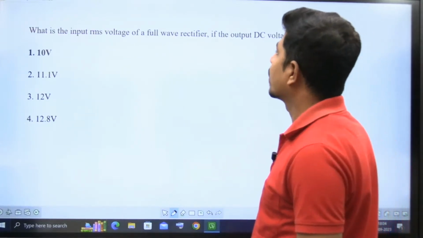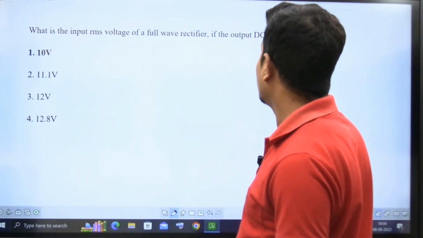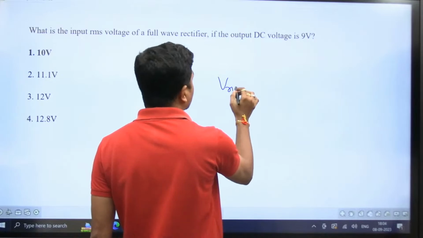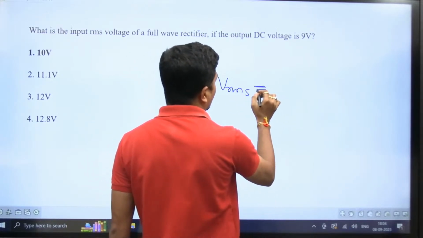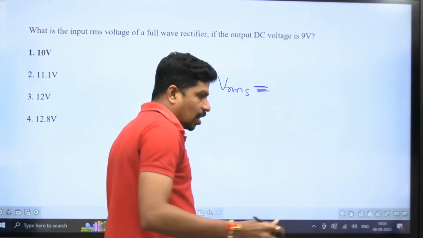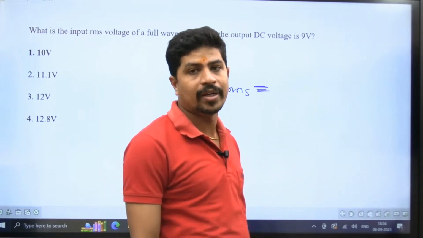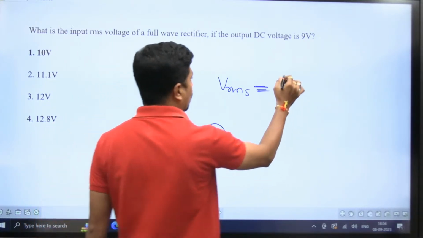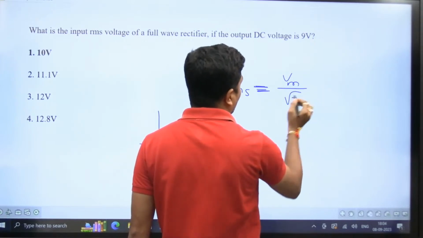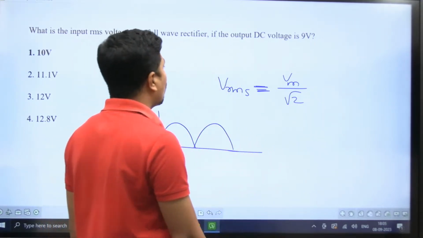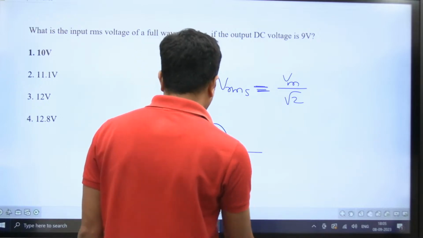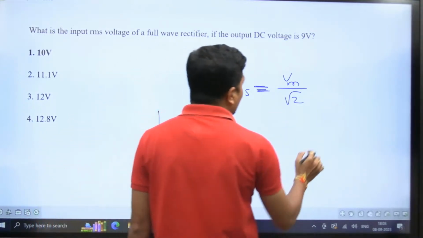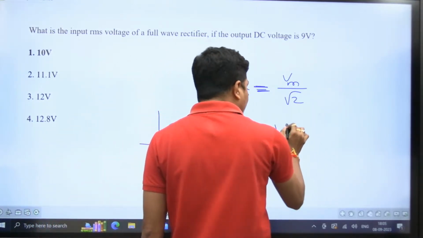Let's go to the next question. What is the input RMS voltage of a full wave rectifier if the output DC voltage is 9? VRMS of a full wave rectifier output is Vm by root 2, right? He's asking about DC, but that relationship is correct. So VRMS is equal to Vm by root 2.